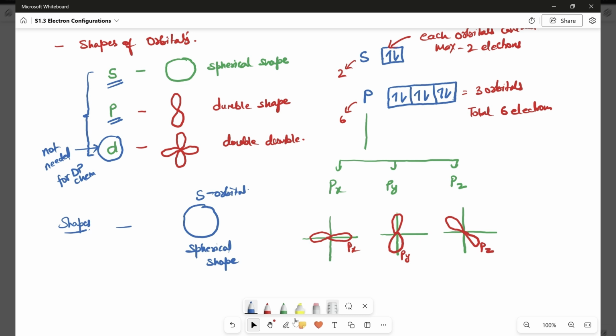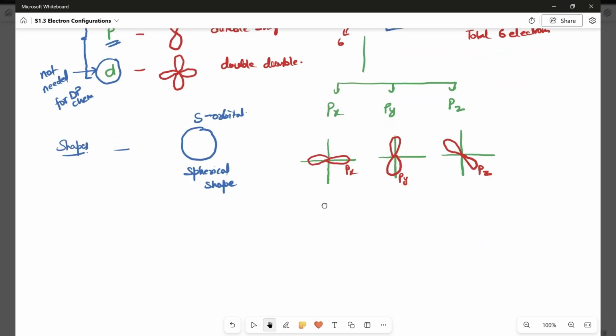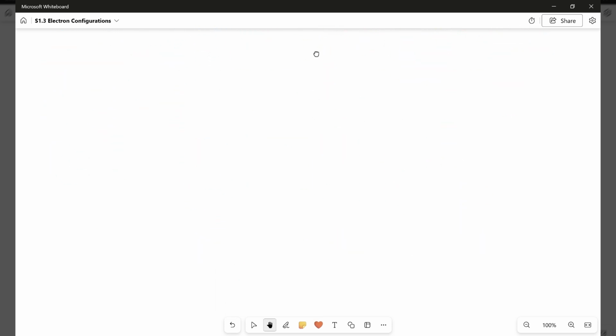Now let's go to the next section. Now when it comes to the ground state, let's talk about what the ground state is and how stability is maintained in an atom. So always remember one thing: energy is inversely proportional to stability.